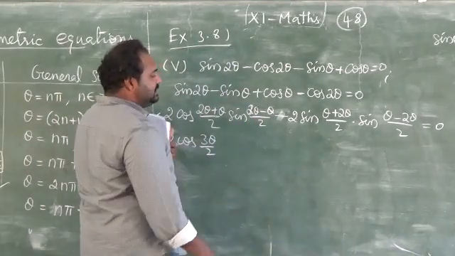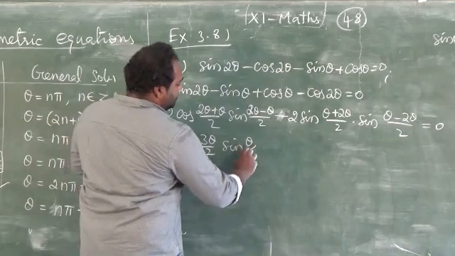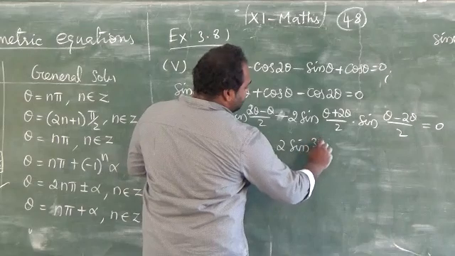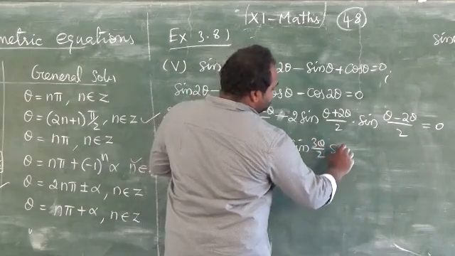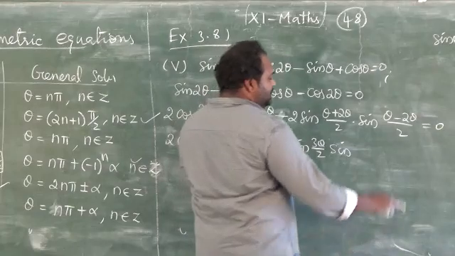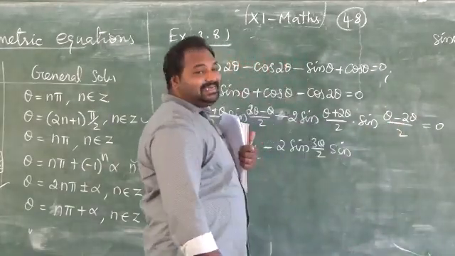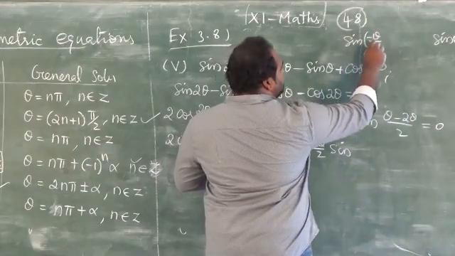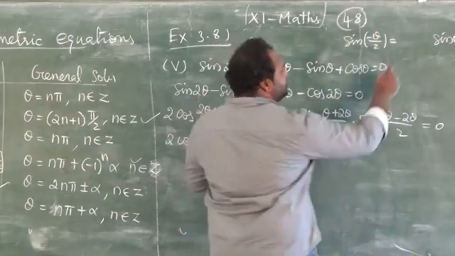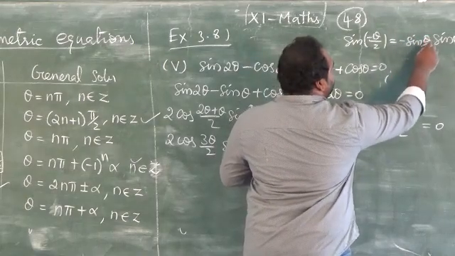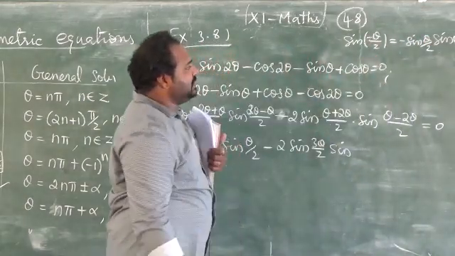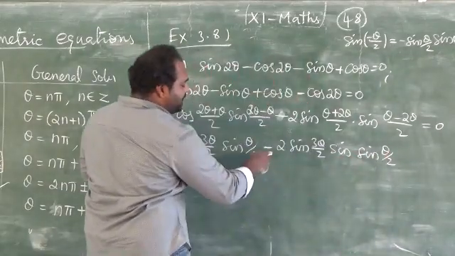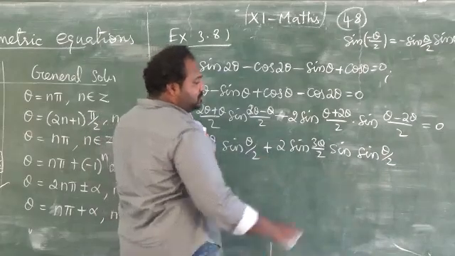Now 2 cos 3 theta by 2, sin theta by 2, minus 2 sin 3 theta by 2, here sin of (theta minus 2 theta) by 2, minus theta by 2, will come. This can be written as minus sin theta by 2. We can bring this minus sign outside, so it will come minus sin theta by 2. That minus will multiply with this minus, it will become positive. You have to be very careful here.